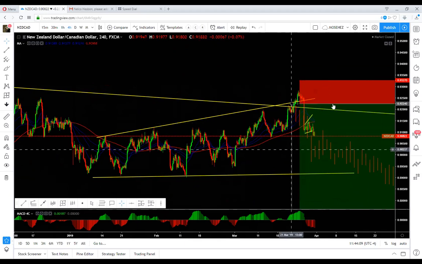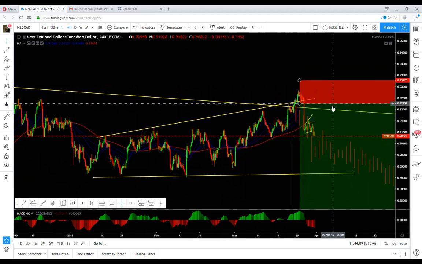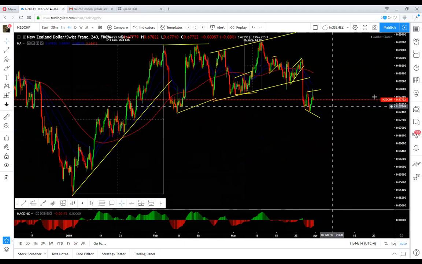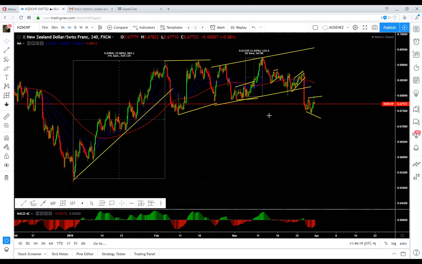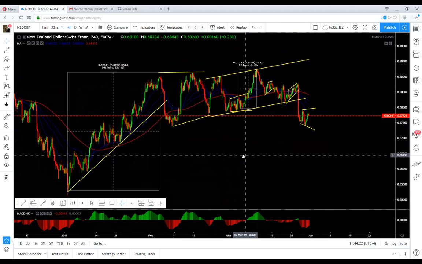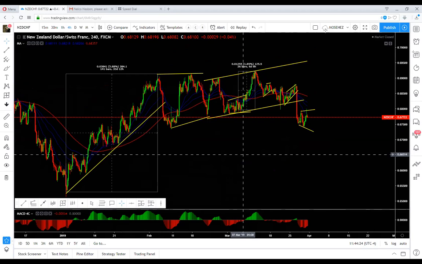So what you do, just look for corrections and continue selling. This was also another. We have a lot of good trades. These trades happen daily.